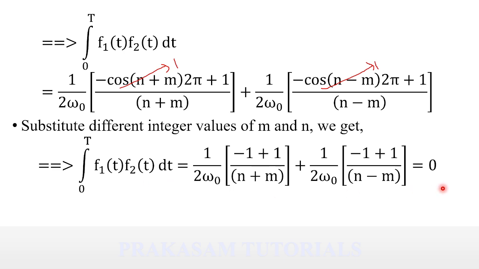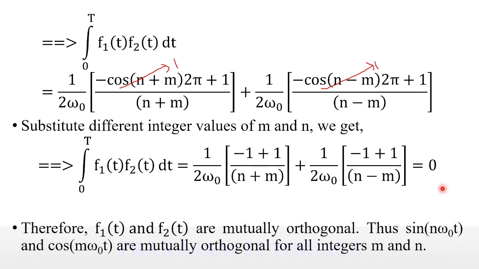So now here the orthogonality condition is satisfied, as the two given signals, sine of n omega naught t and cos of m omega naught t, are mutually orthogonal functions over the interval 0 to capital T, where capital T is equal to 2 pi by omega naught, for all integer values of m and n. And this is an example of orthogonal functions.